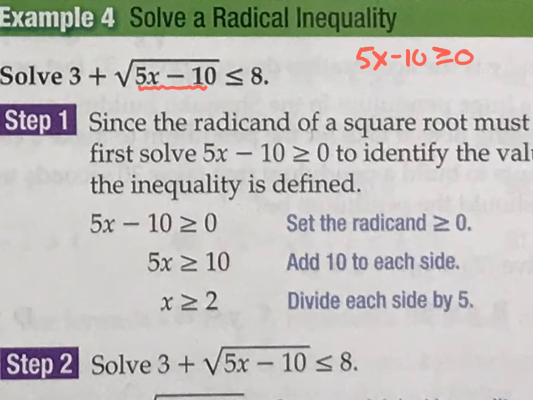Okay? So you're actually going to do two problems. You're going to set the radicand value, this value inside of the radical, to be greater than or equal to 0. You solve it, you get an answer. And then you go back to the whole thing, and you solve it, and you get another answer.